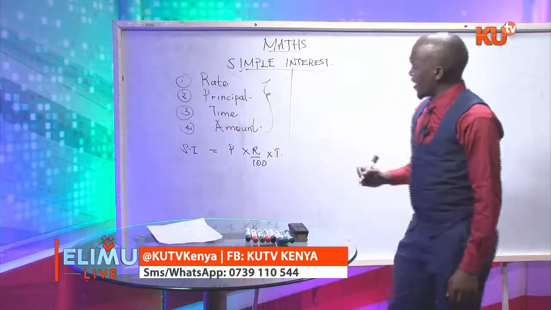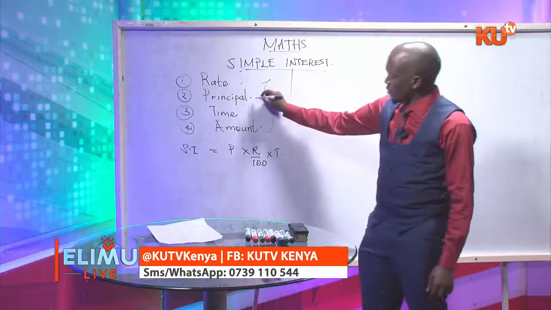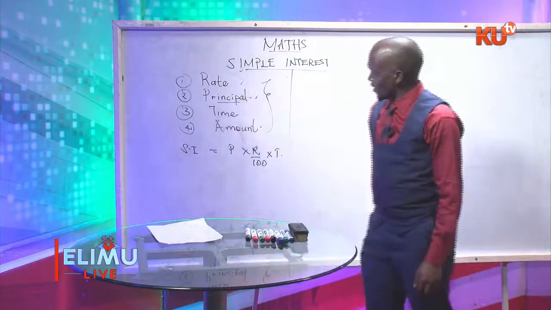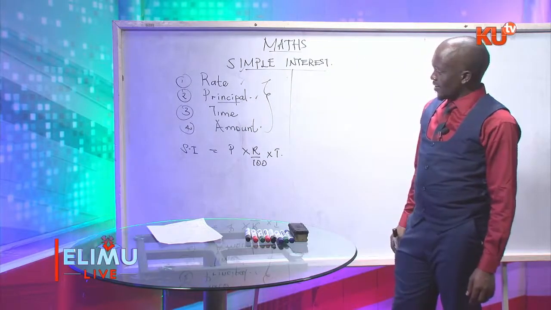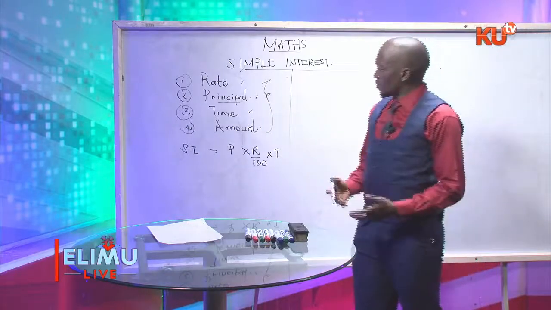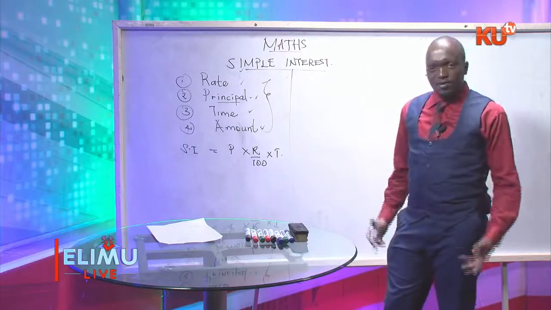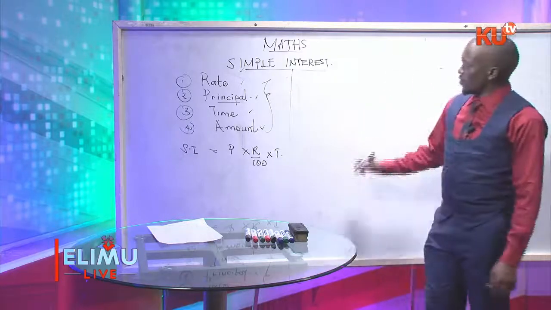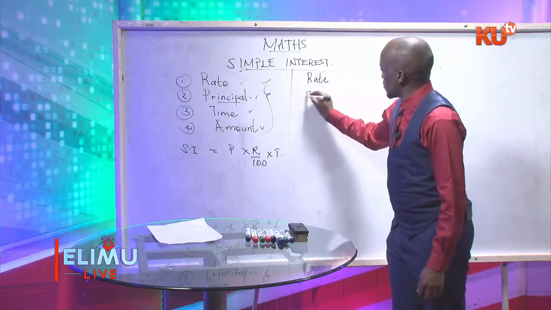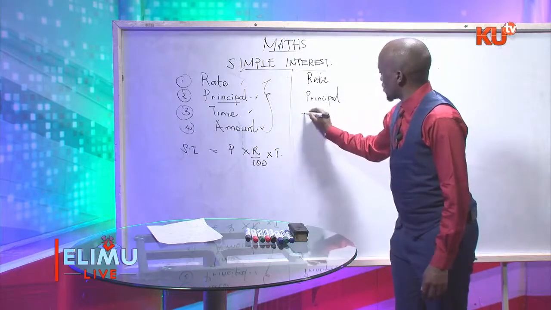I want to begin by defining these terms, because I may be talking about rate and you don't know what that rate is. I may be talking about principal and you may be thinking that this principal is the head teacher or that principal we find in school. I may be talking about time and maybe you are thinking about changing time from kilometers per hour to meters per second. I may be talking about amount and you actually don't know what that amount is all about. So first I'll define rate, and I'll define principal, and finally, I'll talk about time.